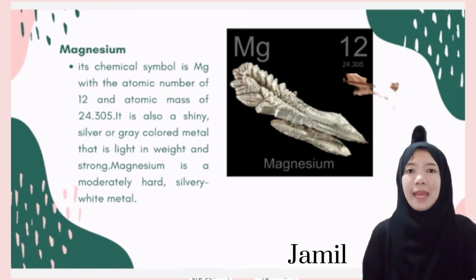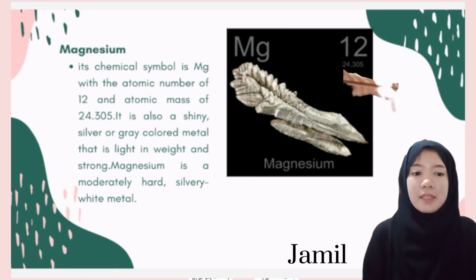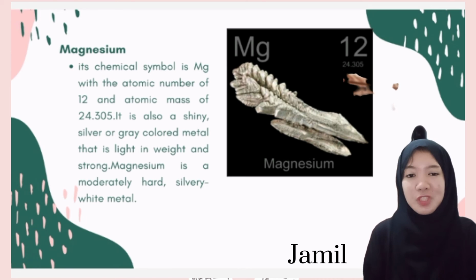The next chemical element is magnesium. Its chemical symbol is Mg, with the atomic number of 12 and atomic mass of 24.305, which is 24. It is also a shiny silver and gray colored metal. It is the lightest of all structural metals. These elements are strong enough to be used to build buildings, bridges, automobiles, and airplanes.